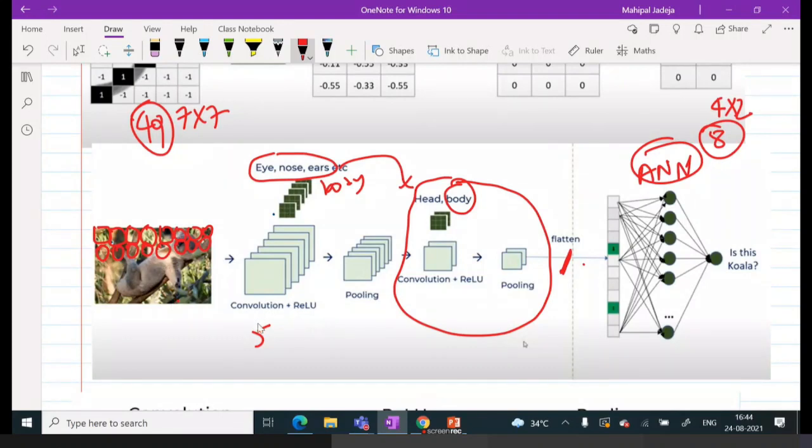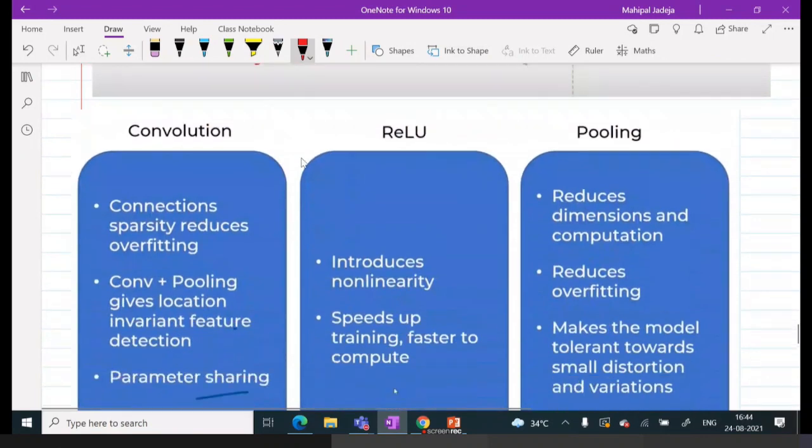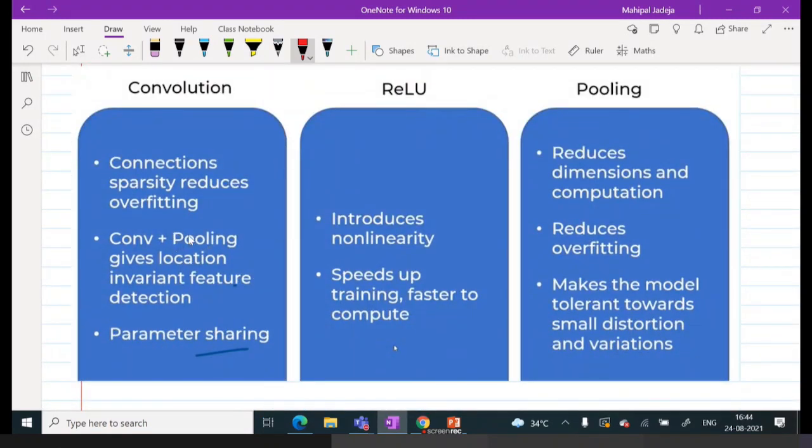So with respect to convolution, we are reducing overfitting and providing location invariant features. With respect to ReLU, we are speeding up the training because we are ignoring the negative numbers. With respect to pooling, again we are reducing dimension as well as computation, and it will also help in reducing overfitting because unnecessary features will be eliminated by applying aggregation functions, and this will help make our model more stable towards variations.